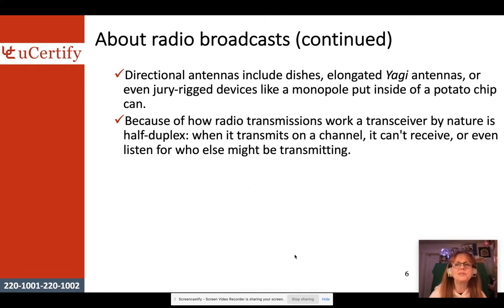Directional antennas include dishes. So that would be like your dish network. You can use those for satellite networking. There are also elongated Yagi antennas, or even jury-rigged devices like a monopole put inside of a potato chip can.